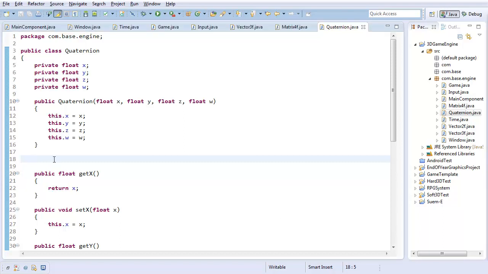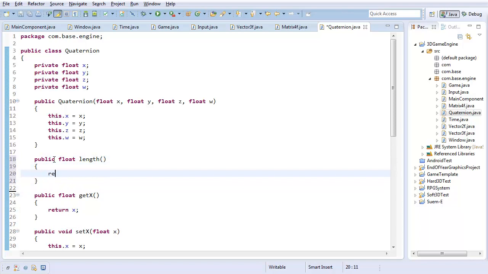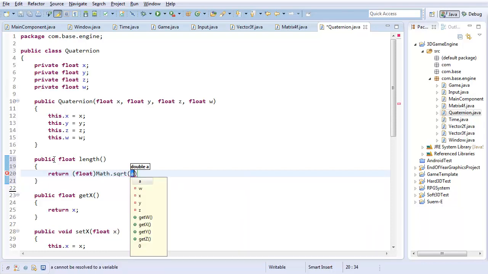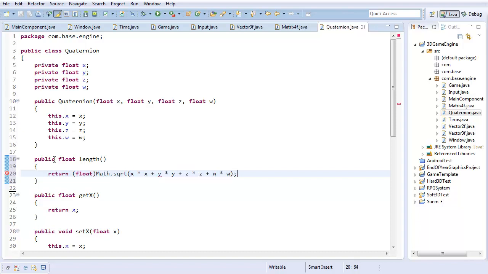Now, as for the methods that I actually care about, first off is length. So public float length. And remember, quaternions are essentially vectors except with that imaginary component. So this is the same as 4D vector length. So square root of x times x plus y times y plus z times z plus w times w. And yeah, that's the length.